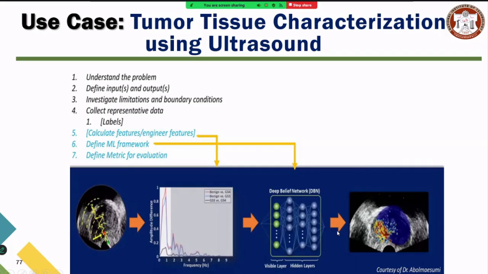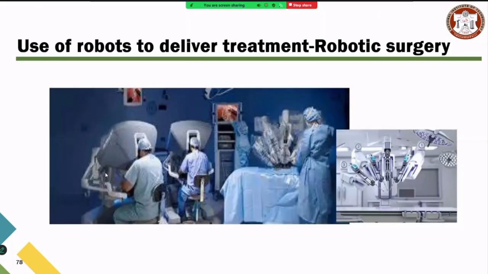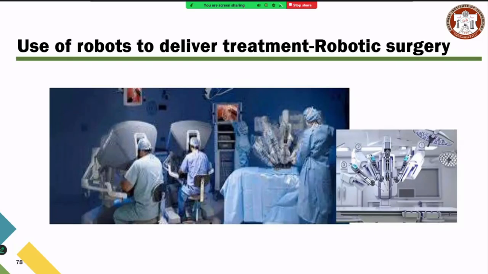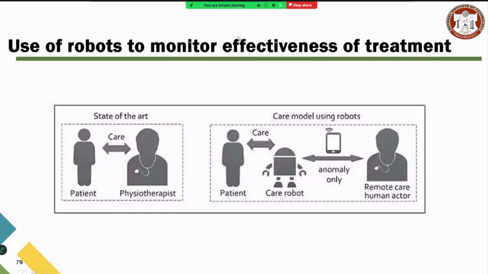See here the use of robots to deliver treatment and robotic surgery, everything. I already mentioned that in future we don't need to expect surgeons to physically appear. Instead, AI-trained deep learning models are going to guide the doctors to do the surgery. Even the use of robots to monitor the effectiveness of treatments. See this care robot, the remote care human actors. It interacts with the human, and it will gather the information.